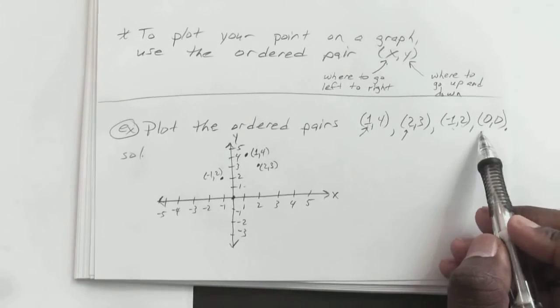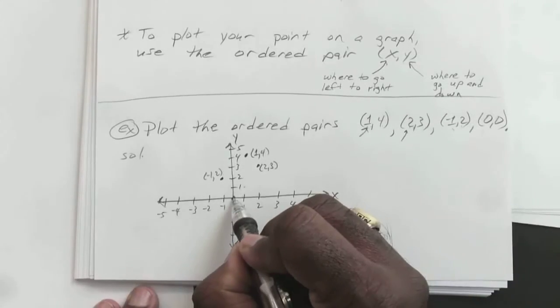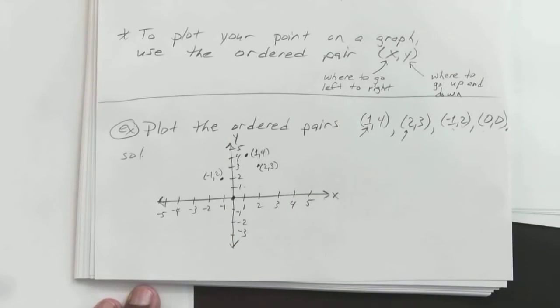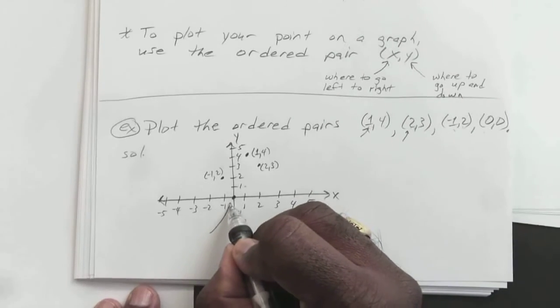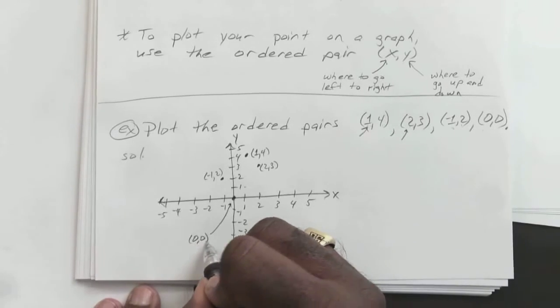And 0, 0, that's just another way to say the origin. So 0, 0 is actually right there. So draw a little arrow there. That's our point 0, 0.